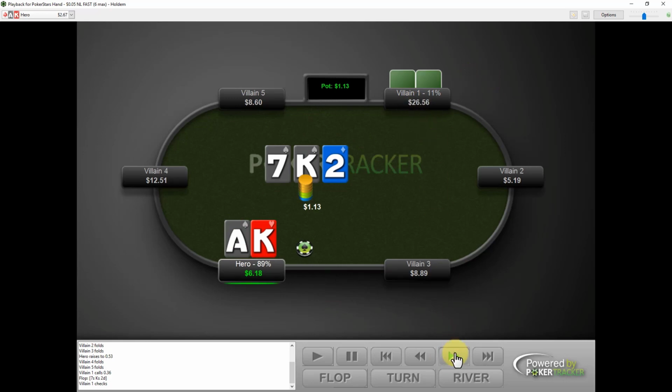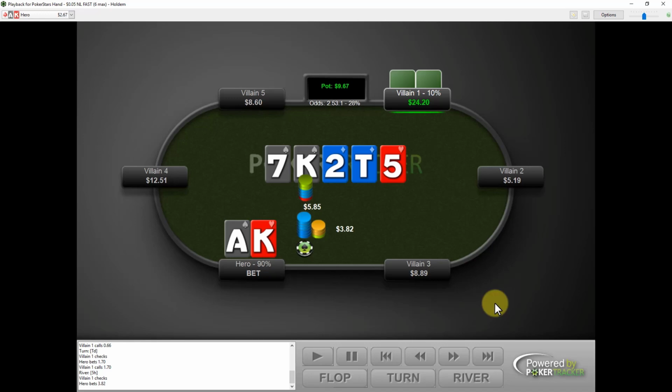Villain checks. We fire out a continuation bet. Villain calls. We go to the turn. We still have top pair, top kicker in a 3-bet pot. He checks again. We bet again. This would be firing a second barrel or c-betting on the turn. He calls. We go to the river, 5 of hearts. He checks. We bet again.